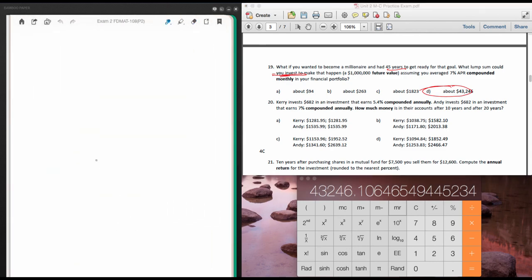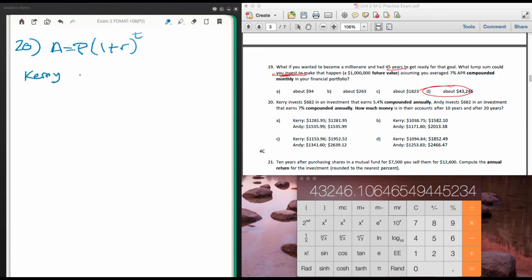All right, let's look at number 20. Last one for this problem. Carrie invests $682 in an investment that earns 5.5% compounded annually. Andy invests $682 in an investment that earns 7% compounded annually. How much money is in their accounts after 10 years and after 20 years? Okay, so we're going to have to do quite a few calculations, but at least we're just going to stick with a very simple problem. We're compounding annually, so I don't have to worry about the N over there because it'll divide by 1 and be multiplied by 1. So let's start with Carrie.